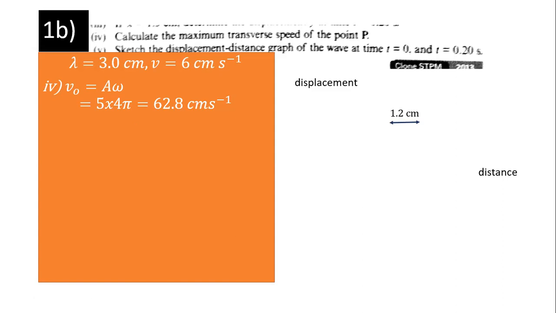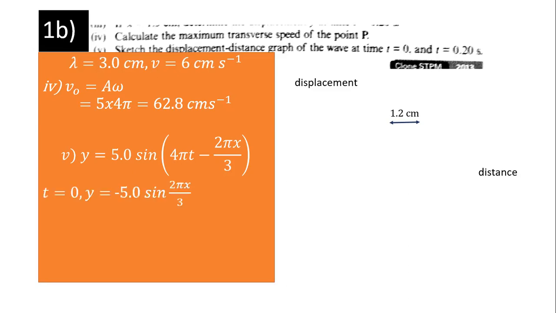Sketch the displacement-distance graph of the wave at time t equals 0 and t equals 0.2. Okay, so that is your equation. At time t equals 0, right, you want the displacement-distance graph. So put your t equals 0 here. That's what you get. 0.2 seconds, same thing. Put into here.